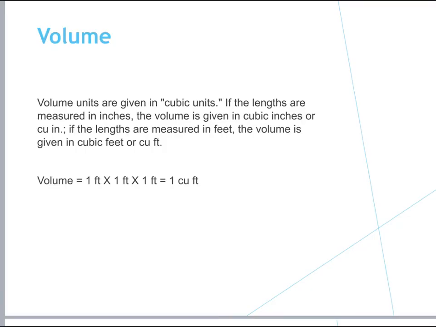So now let's take a look at volume. Volume units are given in cubic units. If the lengths are measured in inches, the volume is given in cubic inches, or you could see it as CU IN. If the lengths are measured in feet, then the volume is given in cubic feet, or CU FT. So the reason it is cubic is because if you take a look at how we would multiply, you would do like 1 foot times 1 foot times 1 foot. Well, of course, 1 times 1 times 1 is 1, but feet times feet times feet is cubic feet. You may also see it written like that.